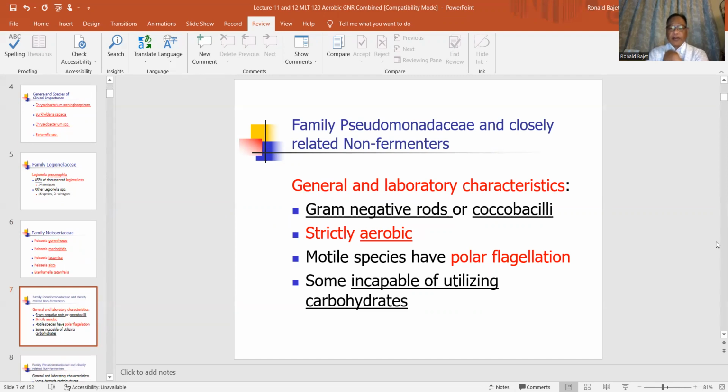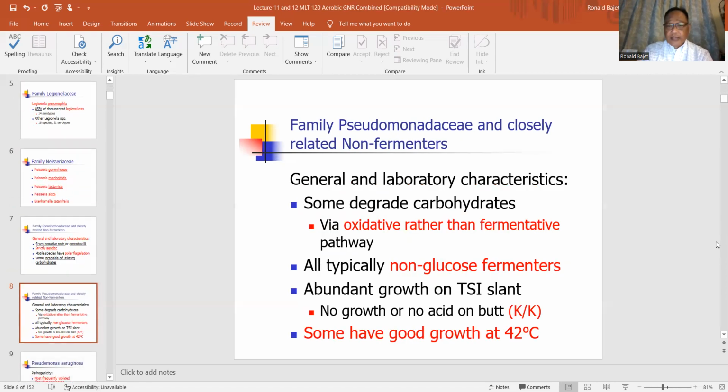These organisms are gram-negative rods or coccobacilli. They're strictly aerobic and they're motile. If they're motile, they have polar flagella as opposed to Enterobacteriaceae, where the flagella are peritrichous. These organisms are incapable of utilizing carbohydrates. If they do, they're oxidizers. They're not fermenters. Remember, Pseudomonas aeruginosa on the TSI is K over K. Well, these organisms are K over K on the TSI. They're oxidative rather than fermentative. They're non-glucose fermenters, like I said, K over K.